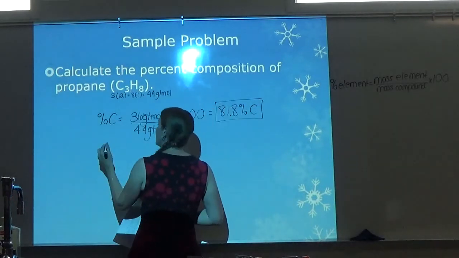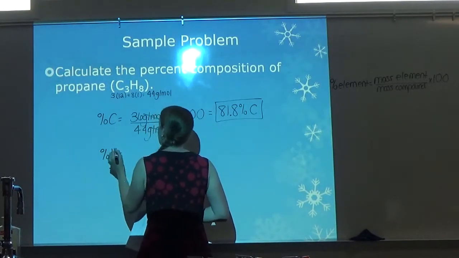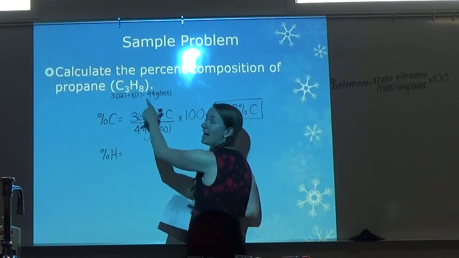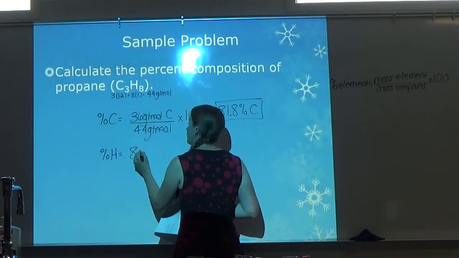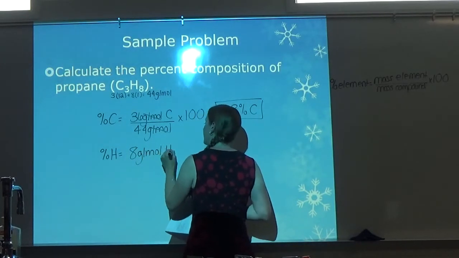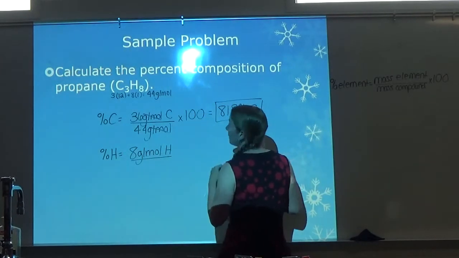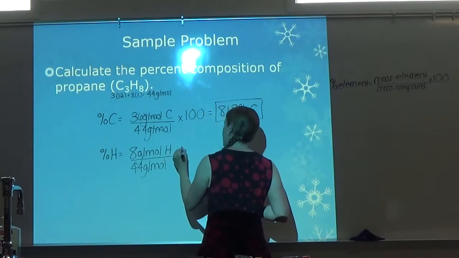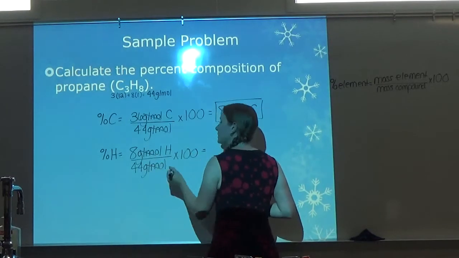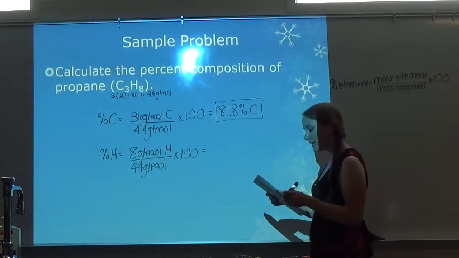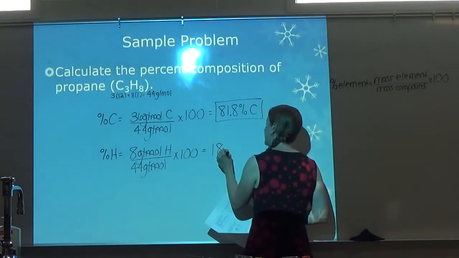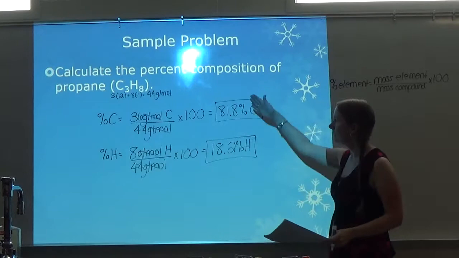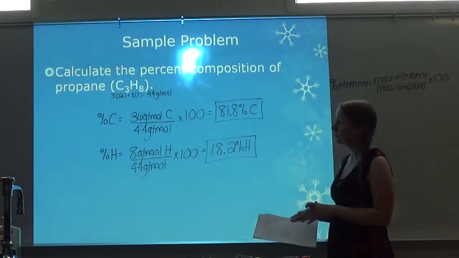Alright, so I'm now going to do hydrogen. So remember, it's mass of just the hydrogen. So again, hydrogen 1, but I have 8 of them. So I'm going to put 8 grams per mole for hydrogen over mass of the whole compound, which is 44, and then times 100 to make it a percentage. So those grams per mole cancel again, and so for hydrogen, I ended up getting about 18.2% for hydrogen. And then again, you can see that when I add them together, I get 100%.